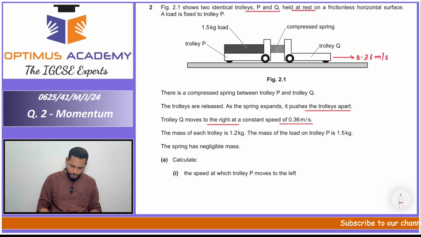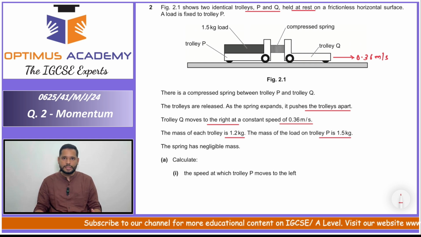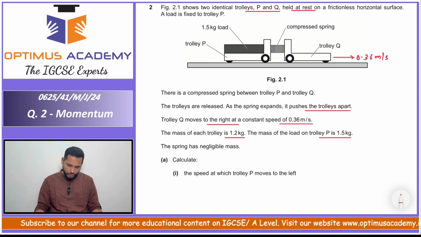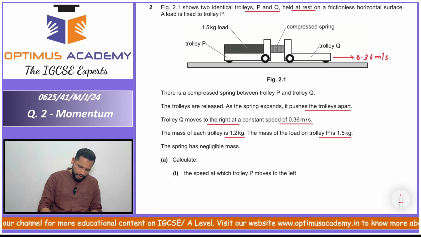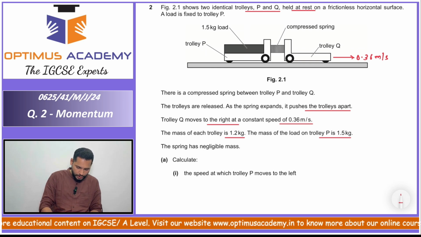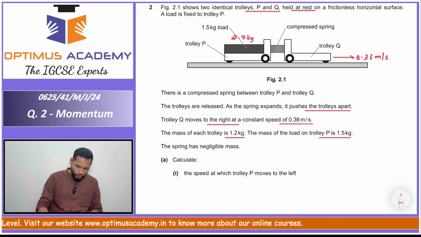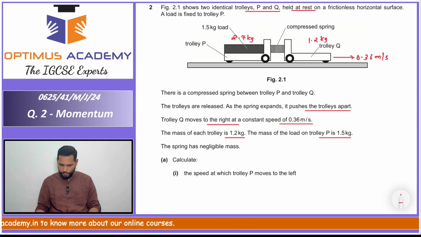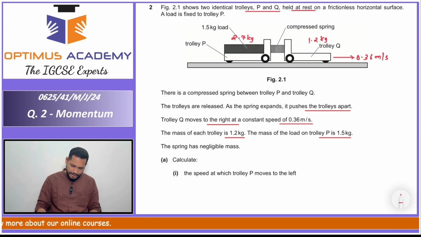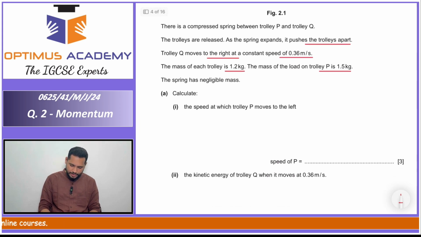The mass of each trolley is 1.2 kg and the mass of the load on trolley P is 1.5 kg. So you can understand that trolley P is having load on it. The value of the load is 1.5. So the total mass over here is going to be 2.7 kg. And for trolley Q, the mass is going to be 1.2 kg, that is its own mass. The spring has negligible mass. Calculate the speed at which trolley P moves to the left.